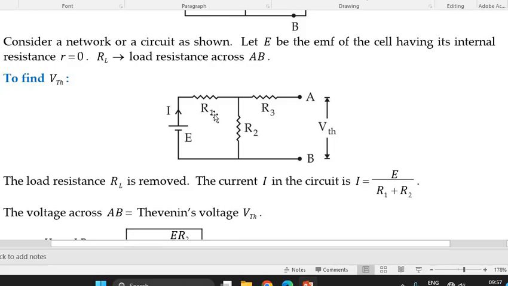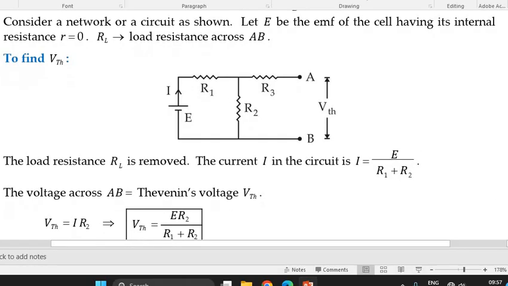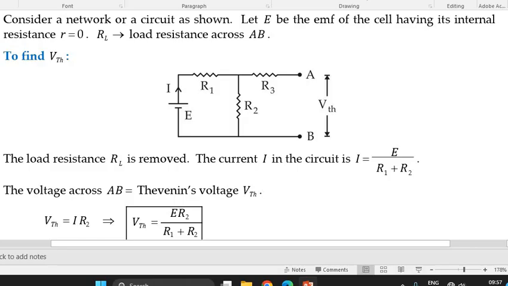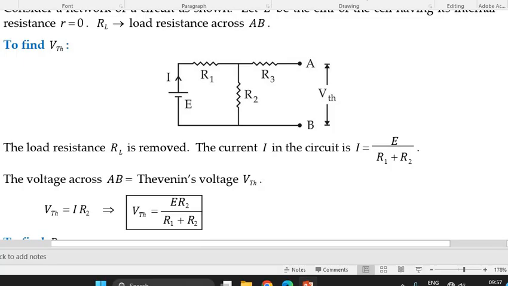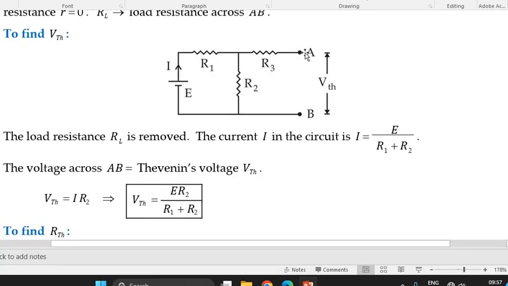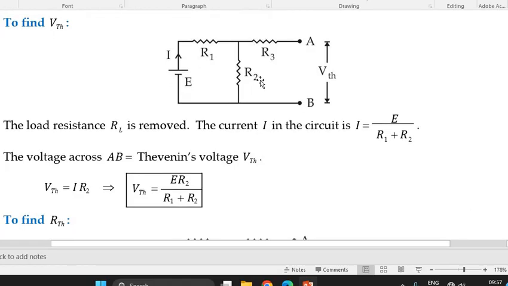Here the R1 plus R2 resistors are considered in series because this is an open circuit. So I is equal to E divided by R1 plus R2. The voltage across AB is equal to Thevenin's voltage V Thevenin. Then V Thevenin is equal to I into R2. Here AB is connected in parallel across R2, so the voltage drop across R2 is nothing but the voltage drop across AB. So by multiplying the current into R2, we get the V Thevenin voltage.